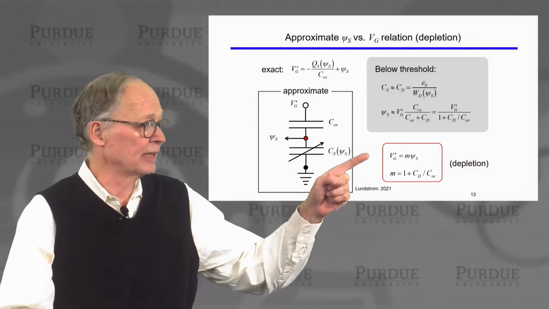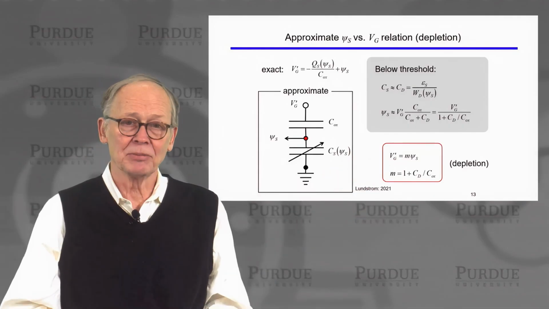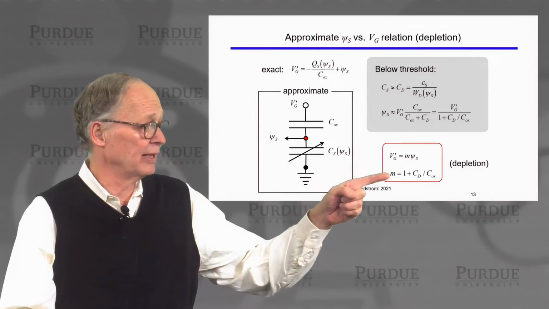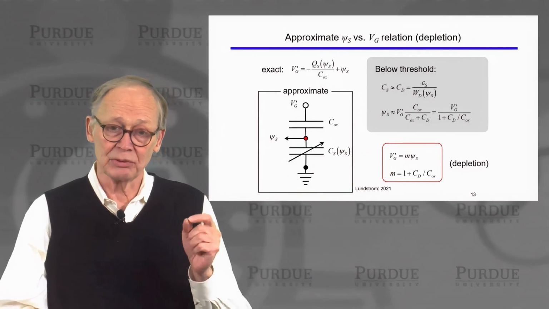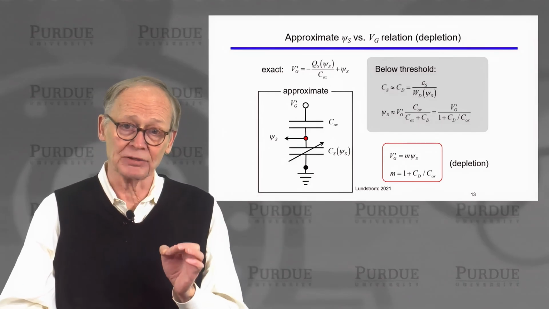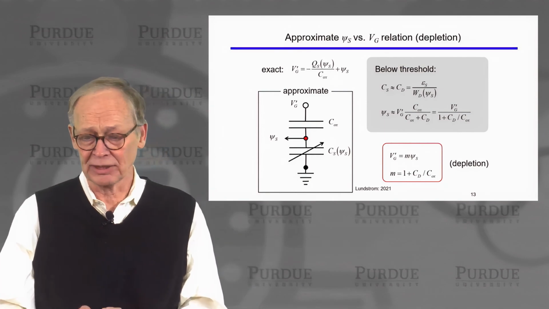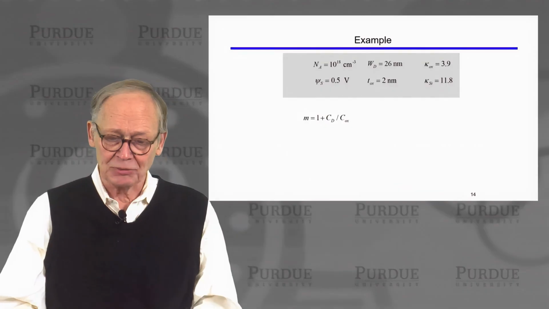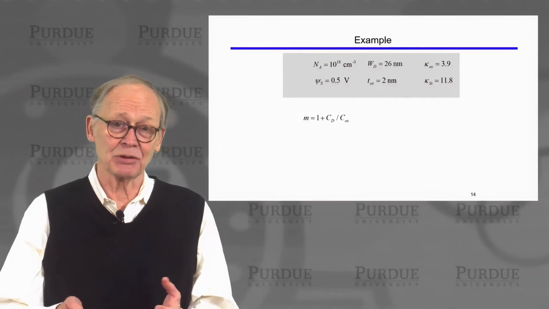What we find is that the voltage at the gate is some number m times the surface potential. This number m is just 1 plus the ratio of these two capacitors. So you can see it's always going to be greater than 1. In a well-designed structure, it'll just be a little bit greater than 1 in depletion. Okay, so we could use that simple way to answer our question.